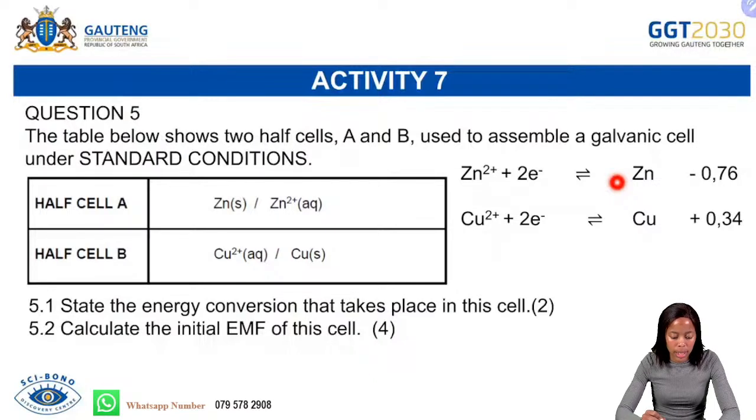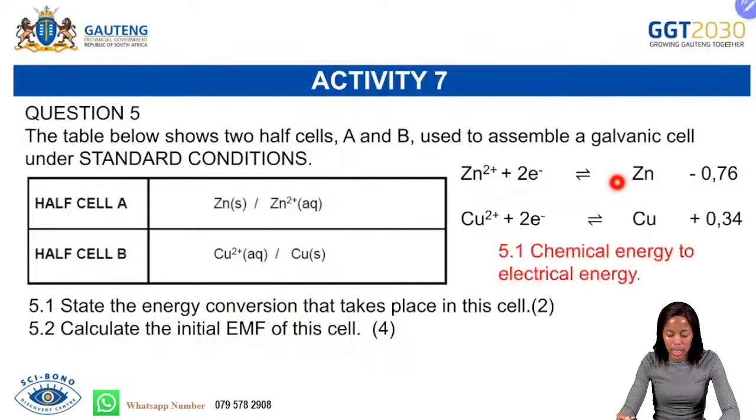Okay. Then it says the table below shows two half cells A and B used to assemble a galvanic cell under standard conditions. Okay. So learners, 5.1 says state the energy conversion. So it's going to be chemical energy to electrical energy.